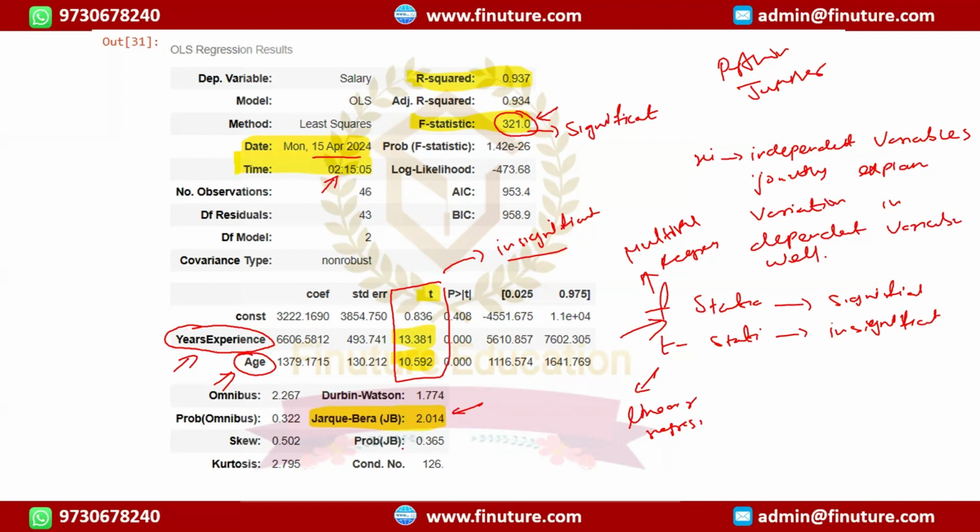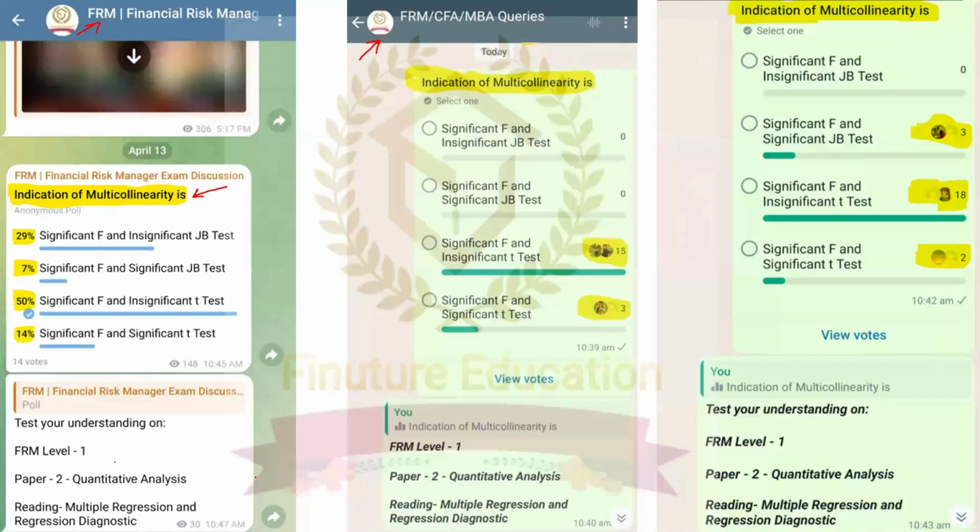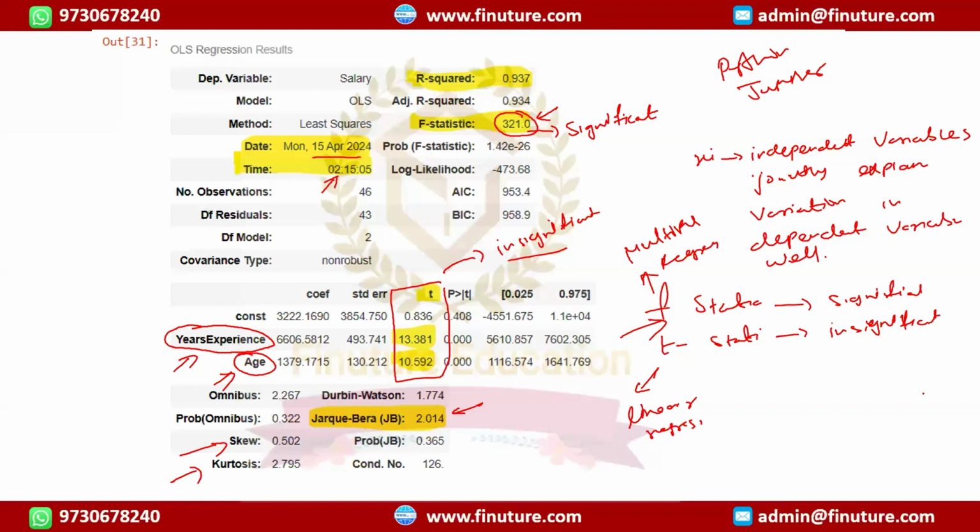This JB test is also used to understand whether your distribution is normal or not. Likewise, you have skewness; a lot of concepts can be covered in one example. That's the holistic view that can be learned, to understand a lot of things in one example. So if I go back to our original question, this was the correct answer: significant F but insignificant T, same thing here. This was demonstrated using the arbitrary example, generated from Python on arbitrary data.